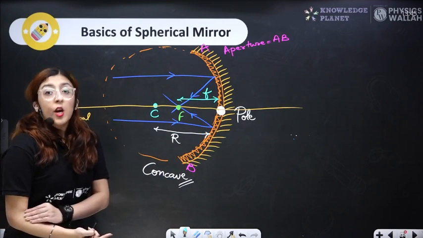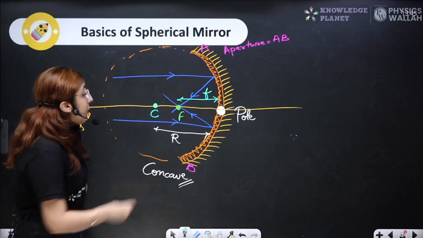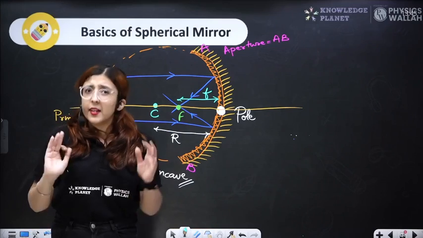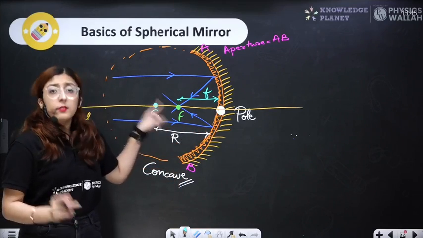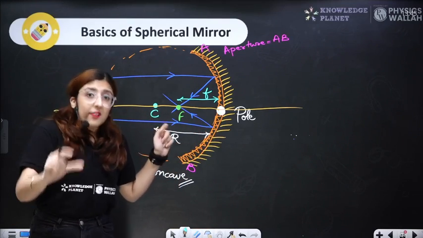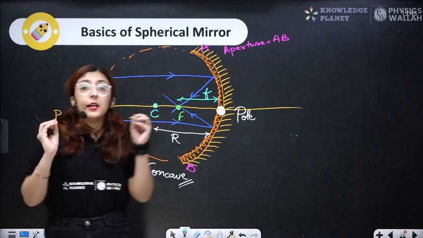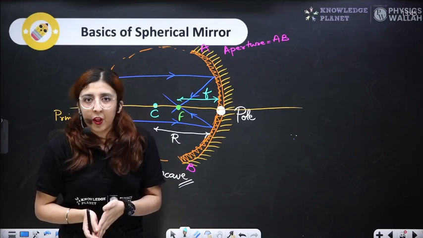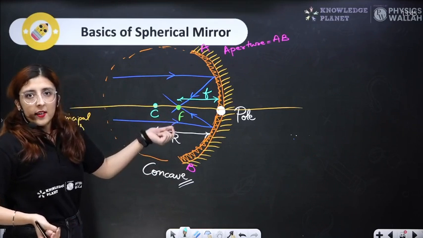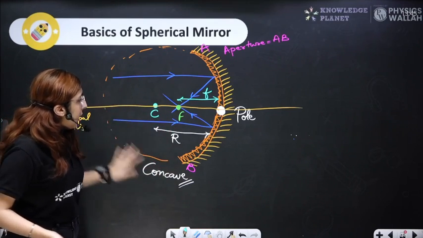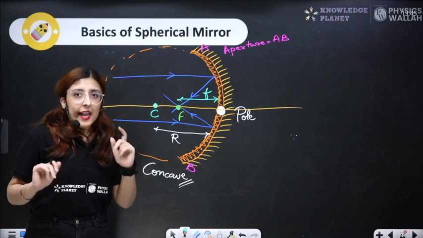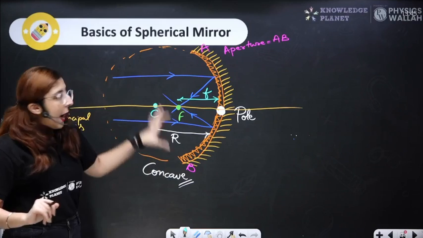Right, everyone? So yes, there are two terms, focus and focal length. They are different from each other. Focal length is the distance between pole and the focus. Moreover, focus is nothing but the point where all your reflected rays converge. Okay, have a look. Meet. Yeah, these are the only important terms. That's it.